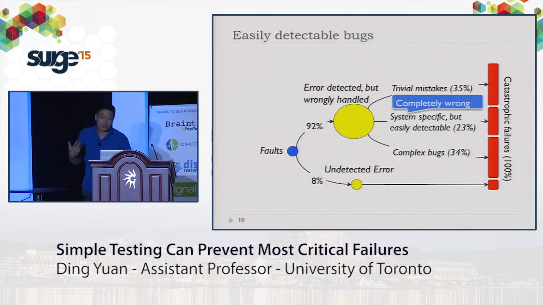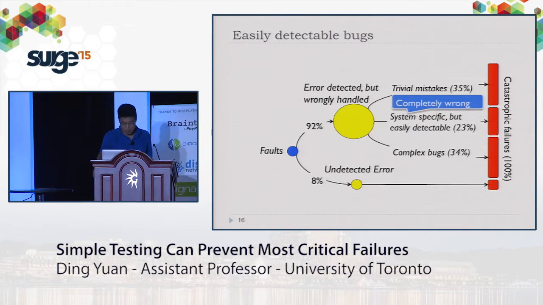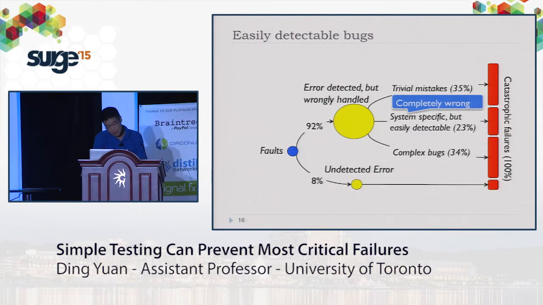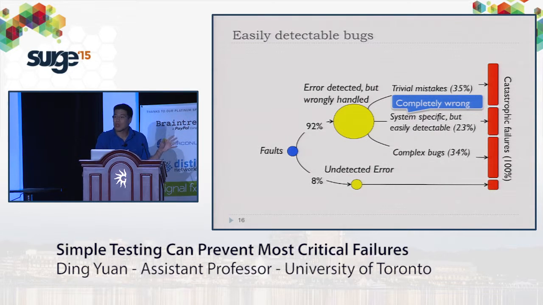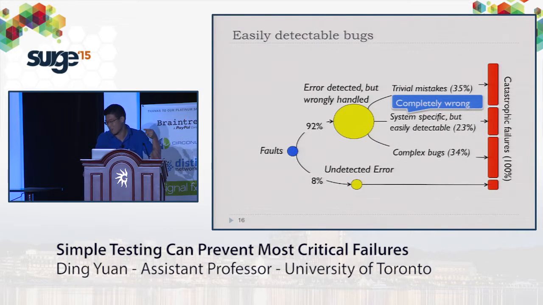Now, in addition to these trivial mistakes, we found that almost a quarter of the bugs in the error handling code are easily detectable. Right? By that, we mean that the error handling logic is completely wrong. As long as you trigger that error handling block, you will see the bug, you will see the failure, and it could also be caught by code review.